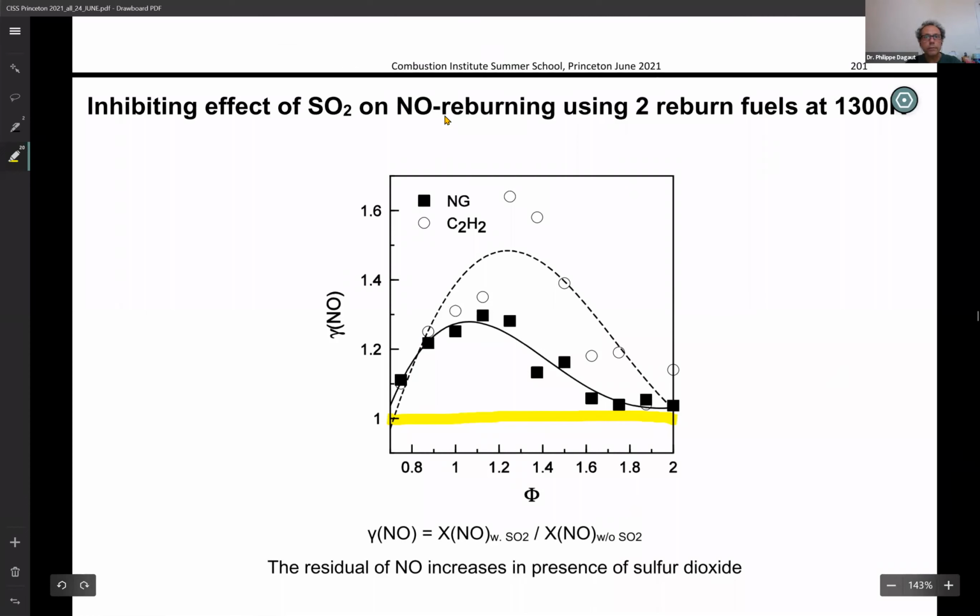I have two questions. I will answer these questions. If NO decomposes in presence of hydrocarbons at lower temperatures than the NNH mechanism, which reactions will be important?